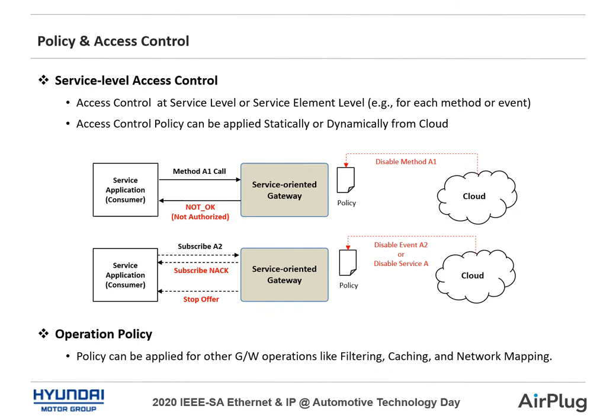Service-oriented gateway also provides access control functionality. When a certain in-vehicle application attempts to access specific cloud information or functionality, the gateway can allow or deny the access depending on the application and the information. The policy for this access control can be pre-designed or can be dynamically applied, for example, from a controller in the cloud, per method call and event subscription. Policies can also be applied to other gateway operations like filtering and caching.